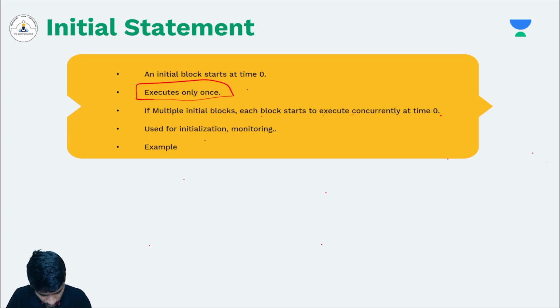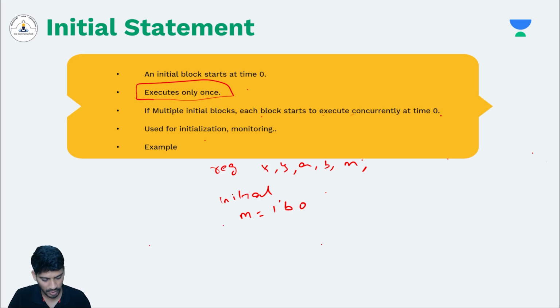Let's take different registers like register X, Y, A, B, and M. Okay. Now I am initializing my M to 1-bit binary 0. Since I am only using one statement, I don't need to write begin and end. I can directly write initial M equals 1'b0.